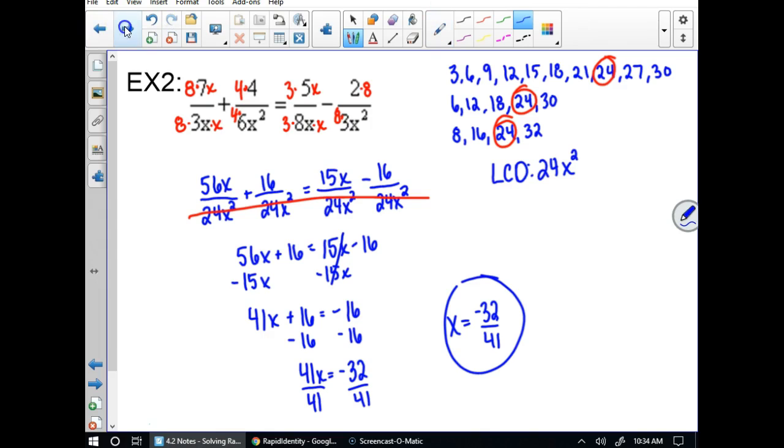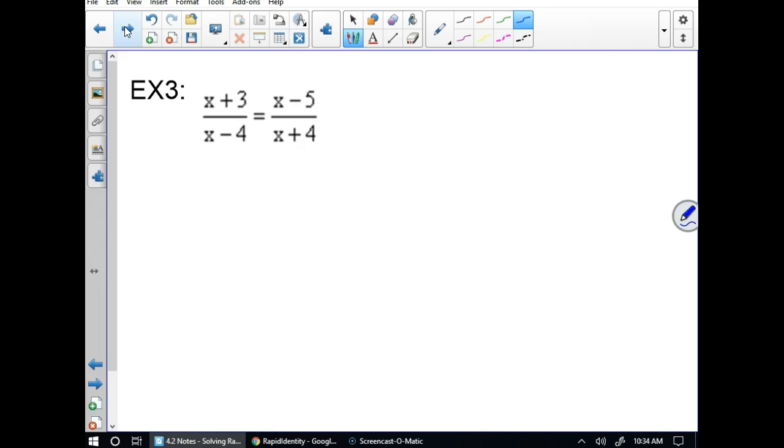Okay, here's your next one. Here we have x plus 3 over x minus 4 equals x minus 5 over x plus 4. This one is going to be different than the first two examples we did because we don't have a number multiplied by our x. We have a number added or subtracted.